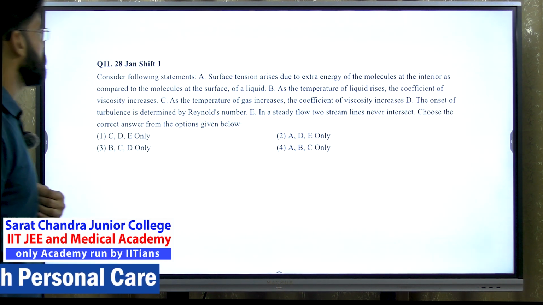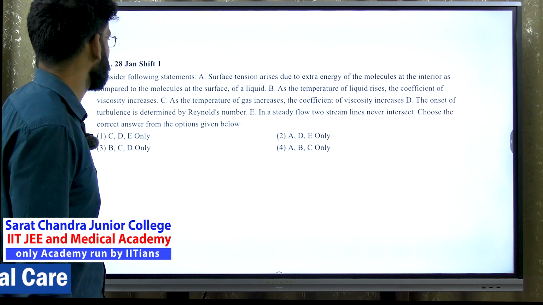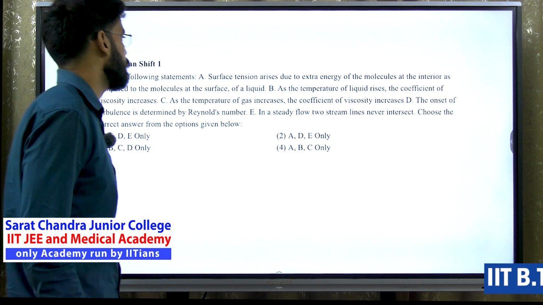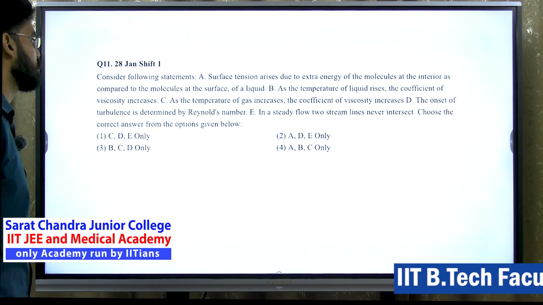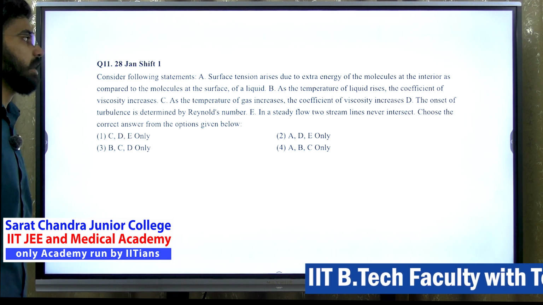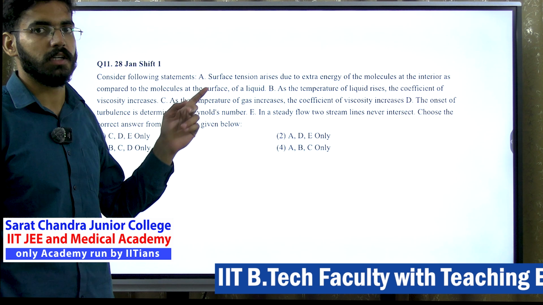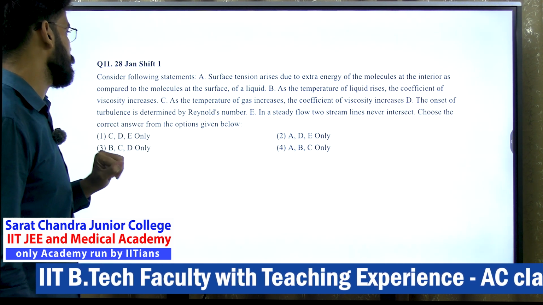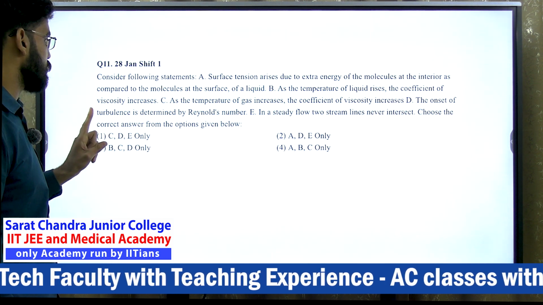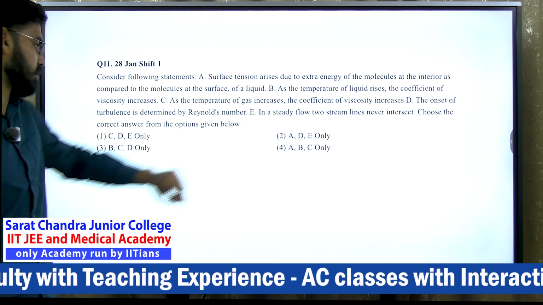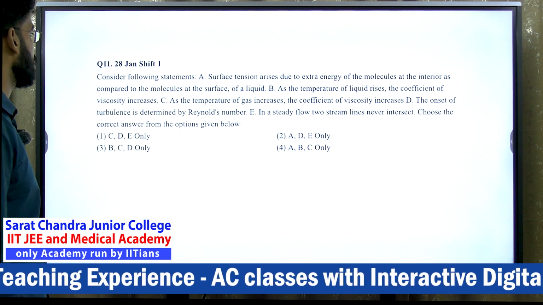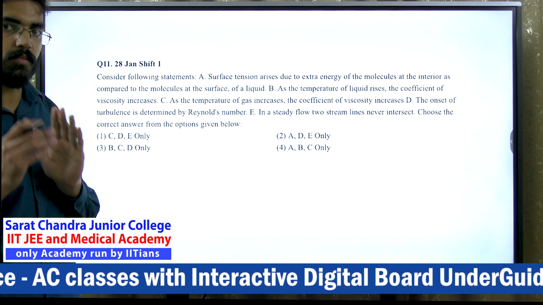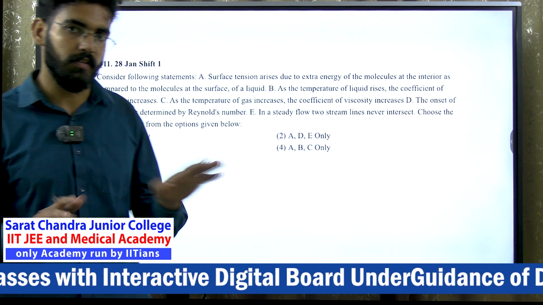Okay. So statement A, what is he saying? Surface tension arises due to extra energy of the molecules at the interior as compared to the molecules at the surface of the liquid. Actually, it is opposite. On the surface, there is a higher potential energy. That's why there is surface tension, right? So statement A is wrong. So A is wrong means two options went. These two are possible. Now let's go for B. Because see here, many statements are there. If I am clear with even one or two statements, I will get the answer.